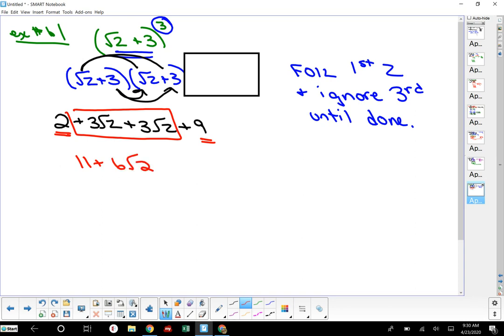Now, when you get an answer that has multiple terms, make sure you're putting parentheses around the multiple terms. It's simplified as far as it can go.